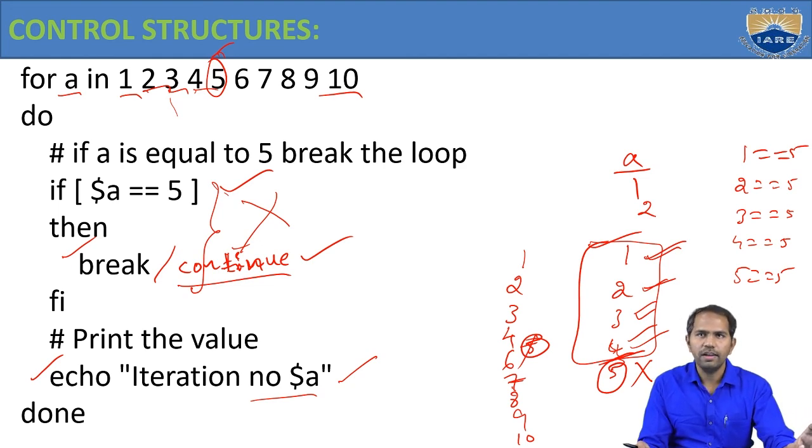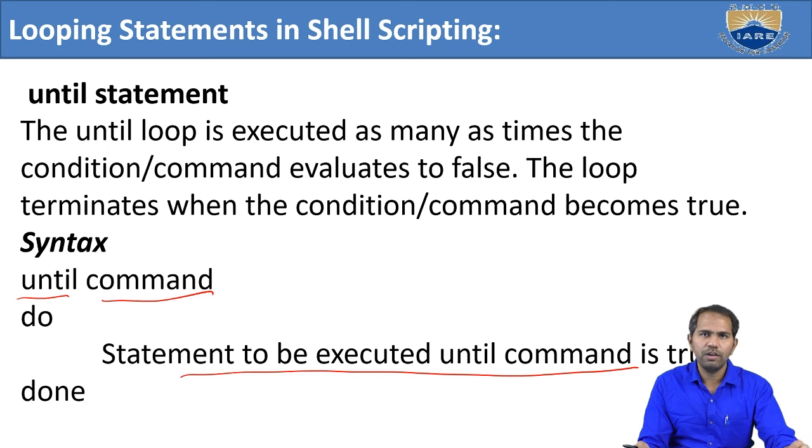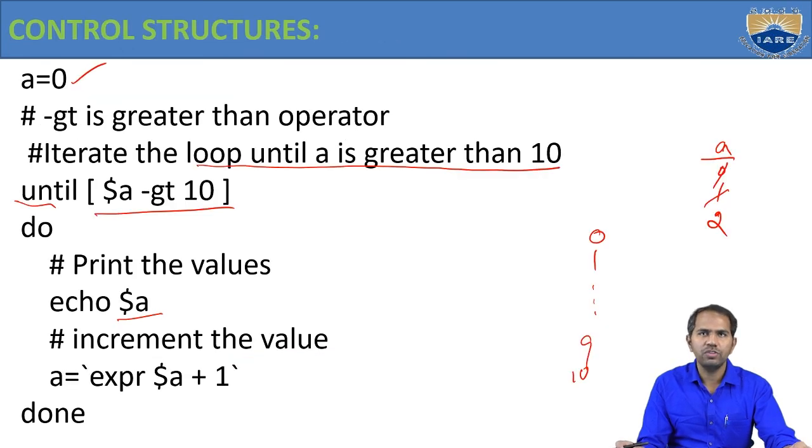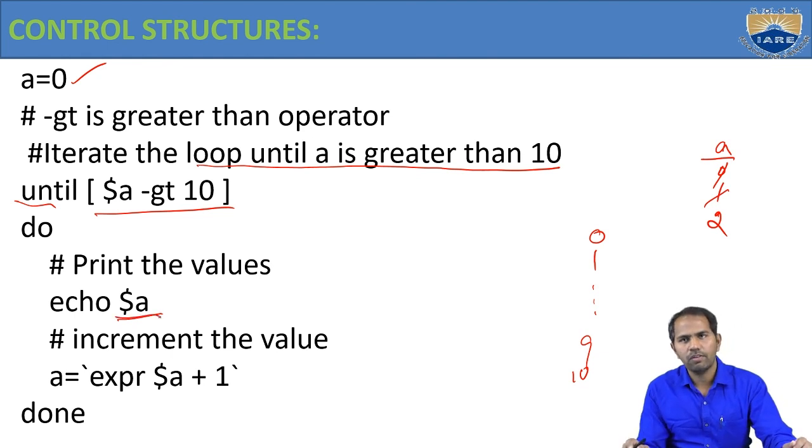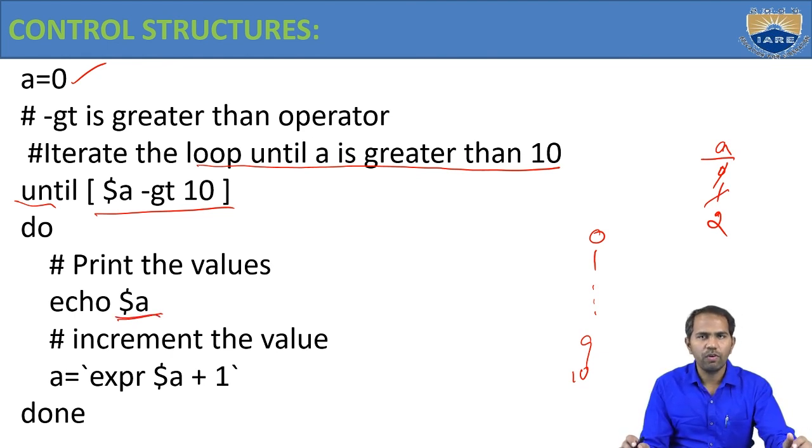Then finally, see until. Until is one of the looping statements. The loop is executed as many times as the condition command evaluates to false. Taking the example here, I am taking the A value as 0. Is 0 greater than 10? No, 0 is not greater than 10. So it takes the first 0 and prints it with echo $A. That value is printed, then increment the A value: 1, 2, 3 like this. Now it prints one by one, and whenever the value is greater than 10, the condition fails.